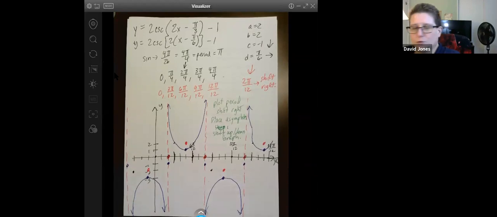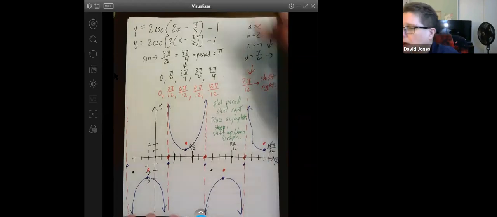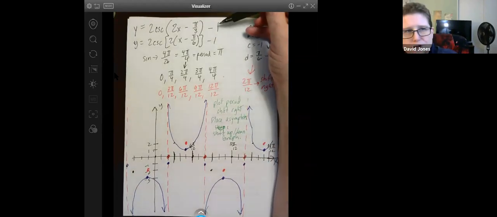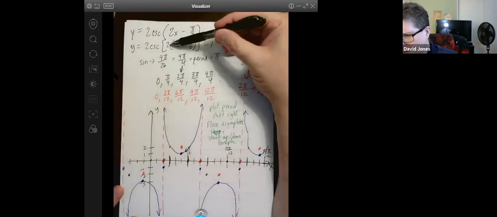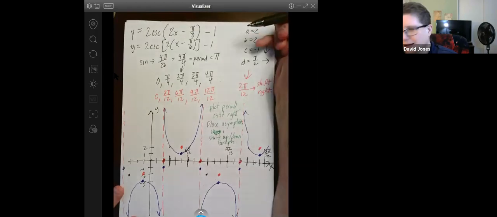I don't know if this showed through while I was doing the video. It's kind of hard to see in the video. So I'll just walk you through it again. We did y equals 2 cosecant of 2x minus pi over 3 minus 1. We factor out b, and then we get this.